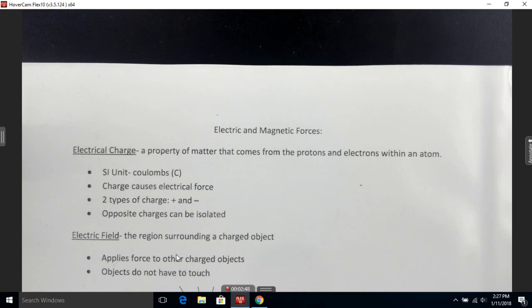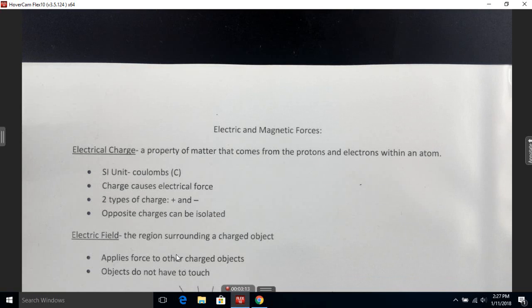Okay, so we have a new SI unit. Coulombs. Say it. Coulombs. It's a capital C. We will not be calculating anything with it, but I do want to talk about it for a second.